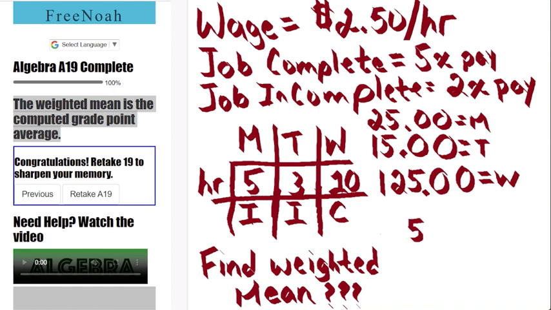So now let's figure out how many hours did he work in the entire week, which was a 3-day week for him, right? 5 plus 3 plus 10. Well, that gives us 18. So Noah worked for 18 hours. Wow. Guy works hard. 18 hours in total.